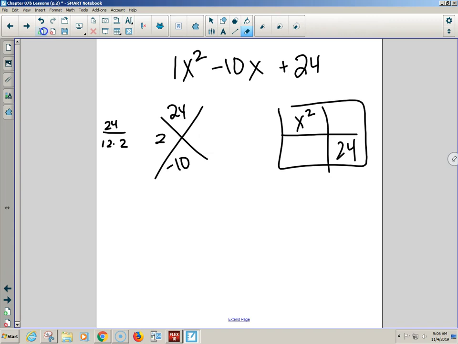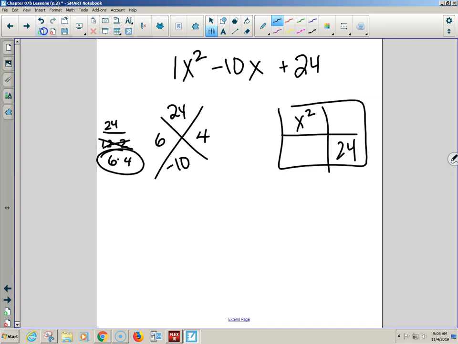Positive means same sign. Negative means opposite sign. So whenever I see a positive, same sign. 12 plus 2 is 14. But 6 plus 4 is 10. But the sad thing is, Andrew, a positive 6 and a positive 4, even though they work for making positive 24, does 6 plus 4 make negative 10?